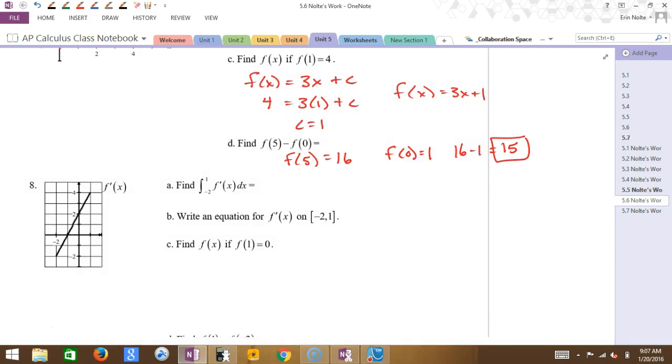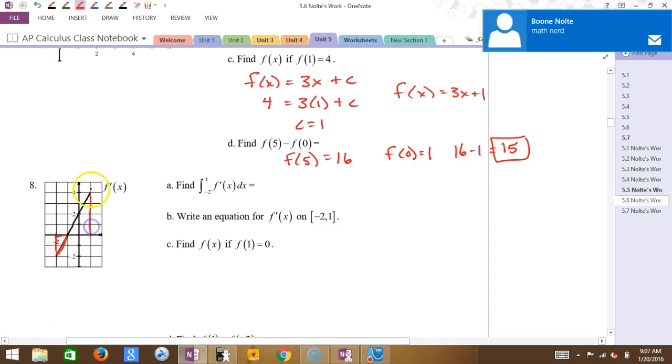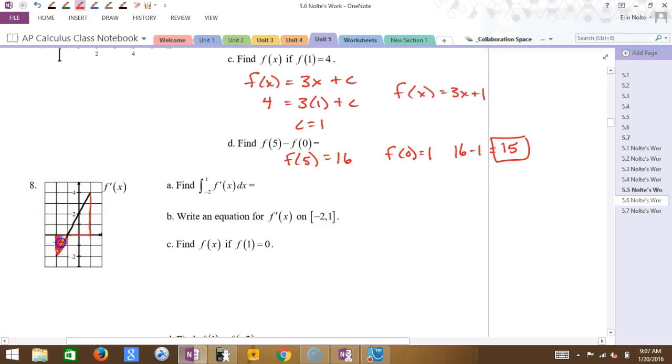Number 8. The first thing they asked me to do is find the area underneath the curve. This one is a little different because notice that some of this line exists below the x-axis. So what does that tell me about that area? It's a negative space. If I start with that upside down triangle, I'm going to start by saying negative, and then the area of a triangle is 1/2 times the base. What's the base of this triangle? 1, times the height?